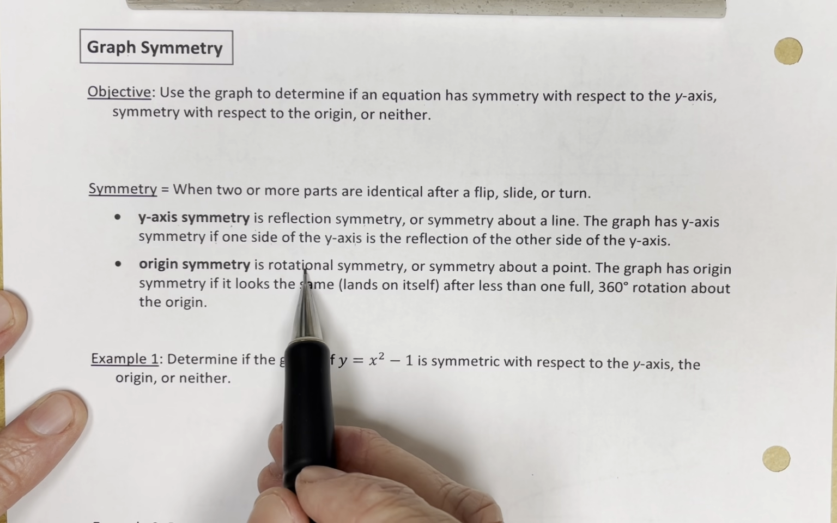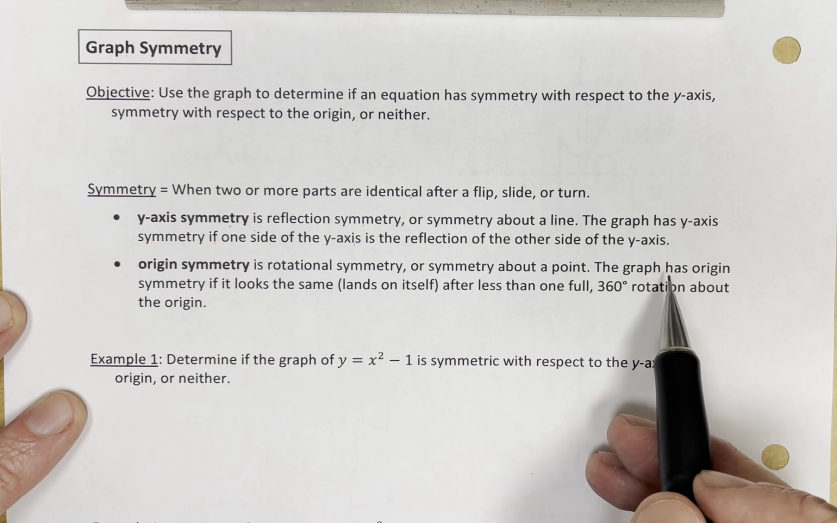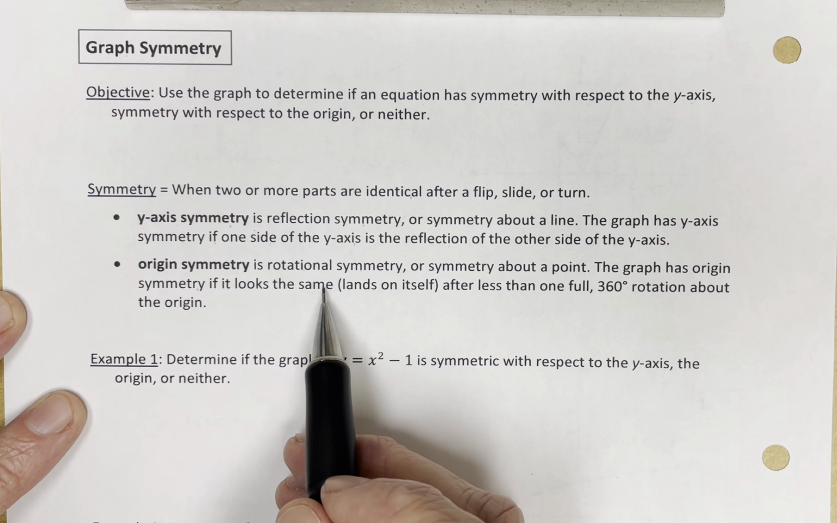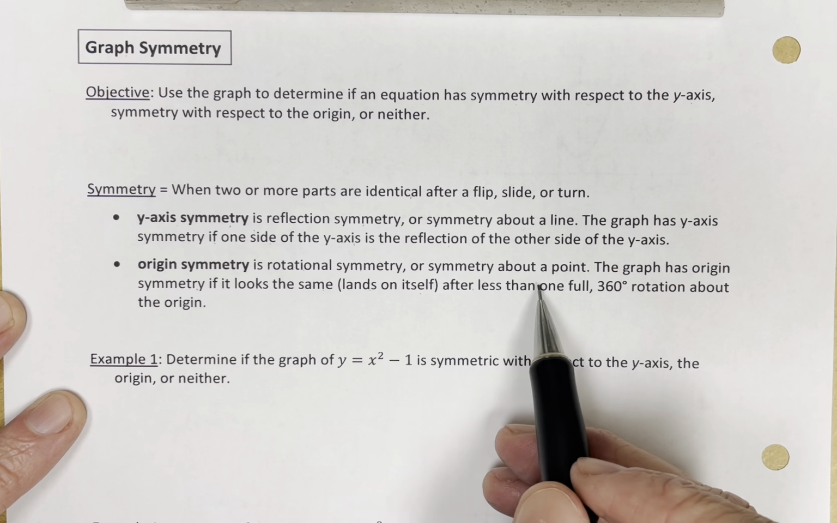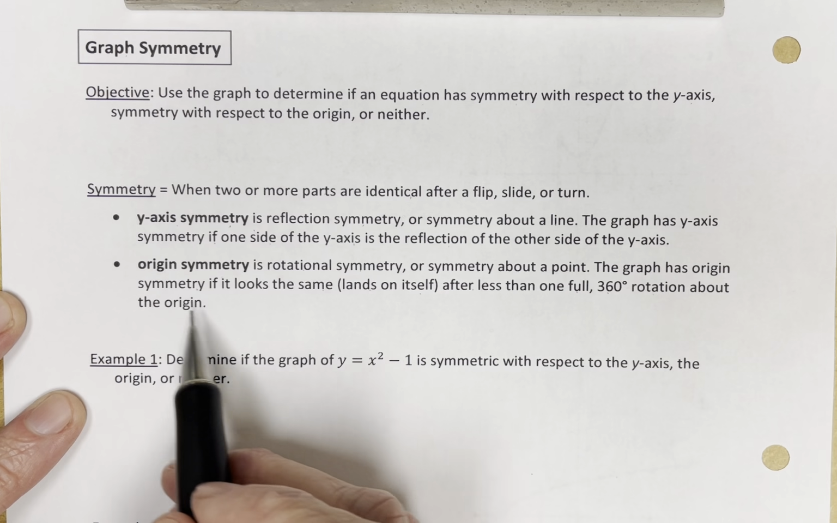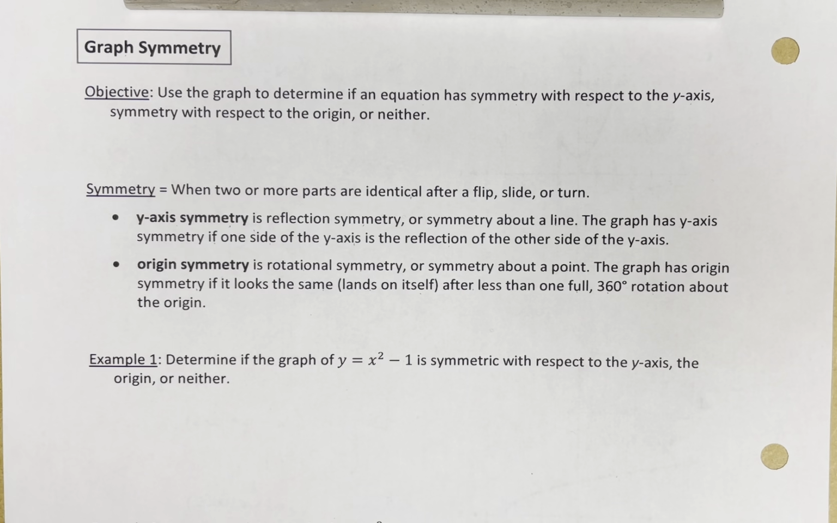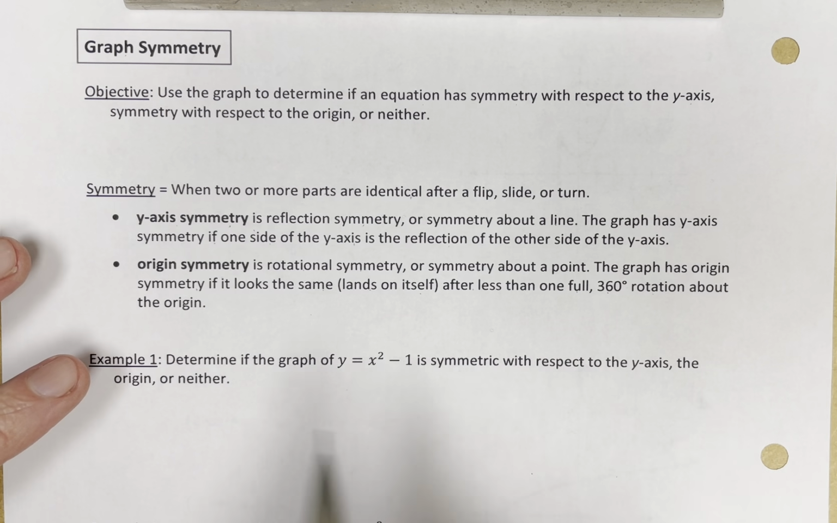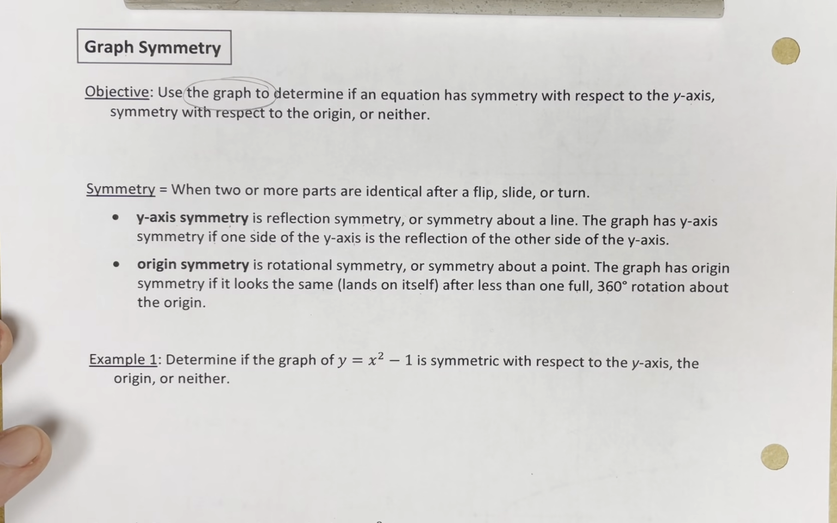Origin symmetry is rotational symmetry, or symmetry about a point. Our graph will have origin symmetry if it looks the same, in other words, if it lands on itself after less than one full, or 360-degree, rotation about the origin. So we're going to stick a tack in the origin, and we're going to spin it right around the origin. We're not going to concern ourselves with how to do this algebraically. We're just going to use the graph, just see it on our graph. Keep it very simple because we have graphing devices, and that'll do it for us.